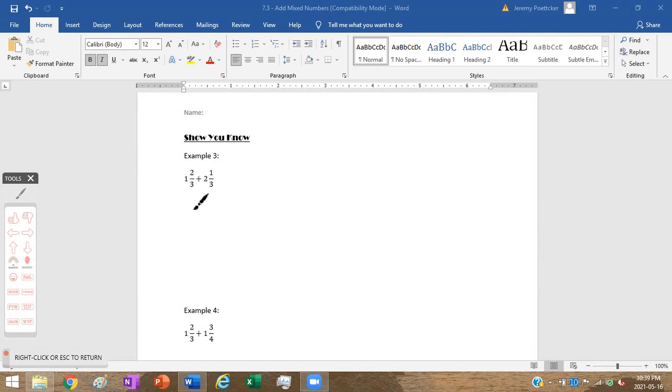So example 3 is a bit easier. So let's take a look here and let's see what we can do. Okay, so pause it, and let's give this a try. I'll show an answer here. Okay, so I've just rewritten this, adding my whole numbers, adding my fractions. So I'm going to have 3 plus 3/3, but 3/3 is the same as 1 whole, so really I've got 4, my final answer.